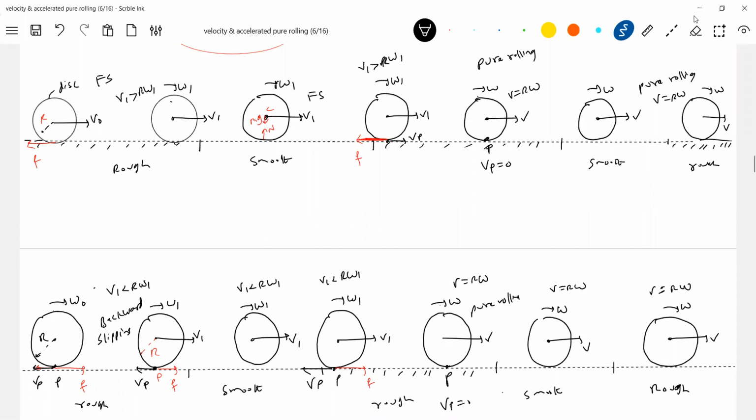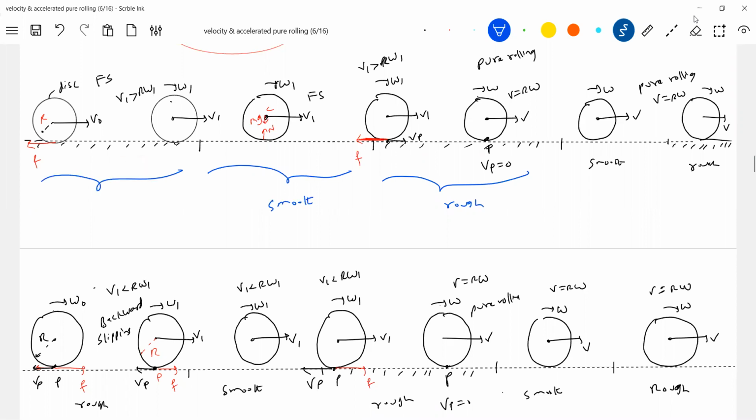Some of you are asking, sir, about the rough surface. Huh? Okay, then I think I'm giving some clear boundary, rough and smooth.